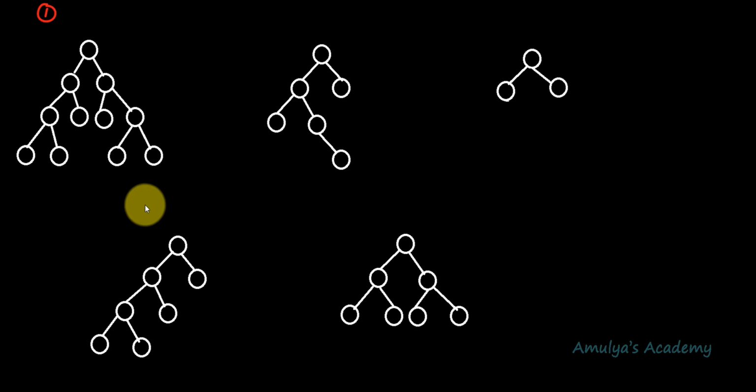So the first example is this. By looking at this, you can say it is not a perfect binary tree because here you can see leaf nodes are present in different levels. Even though all the internal nodes contain two child nodes, it is not a perfect binary tree because leaf nodes are not present in the same level. Okay, so this is not. The second example is this. Here also you can see, right? It is not a perfect binary tree. Why? Correct, because leaf nodes are not present in the same level.